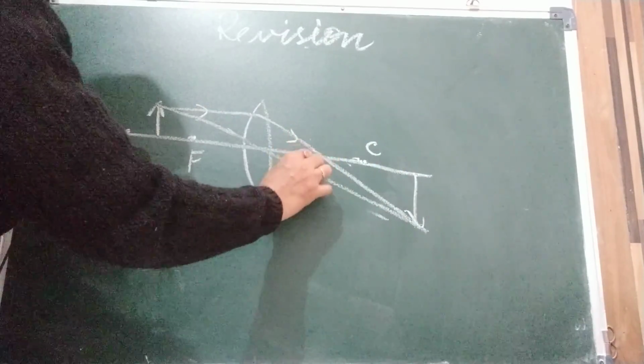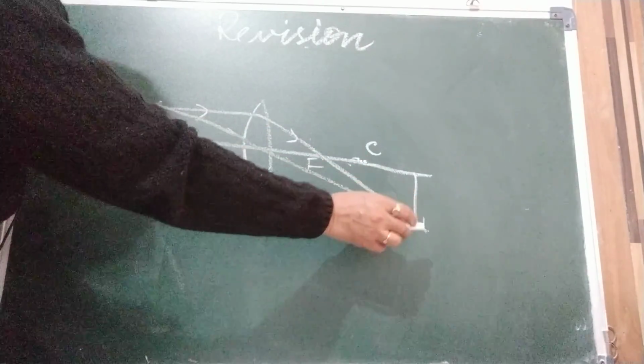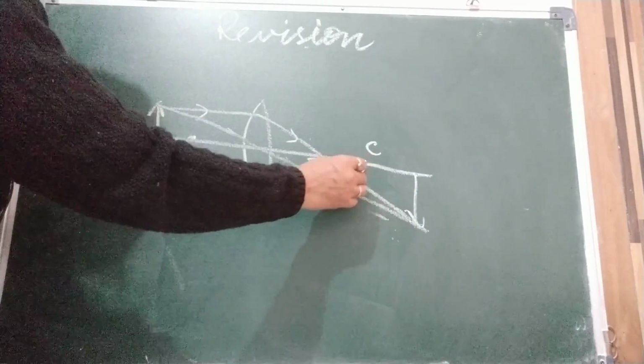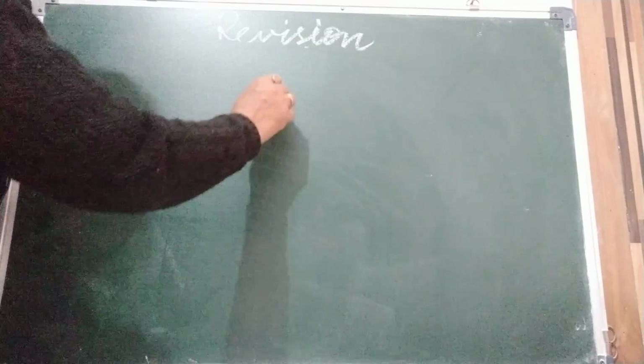This is F. So when the object is between C and F, we will get an image that is real, inverted, larger than the object, and beyond C.